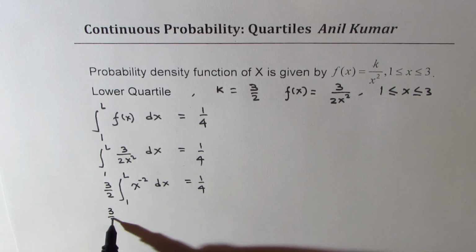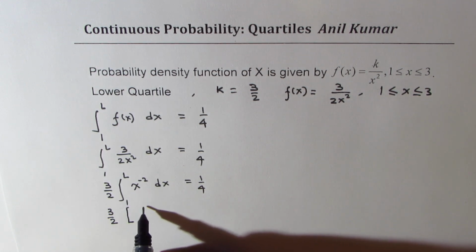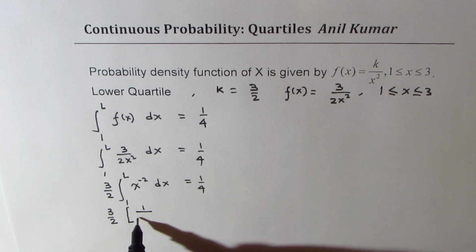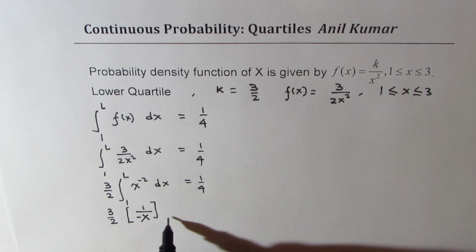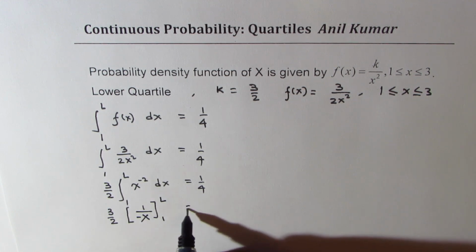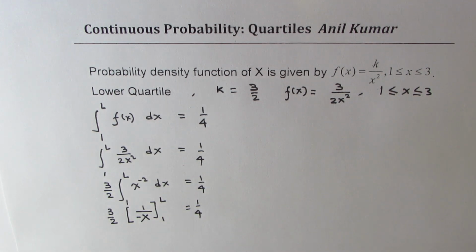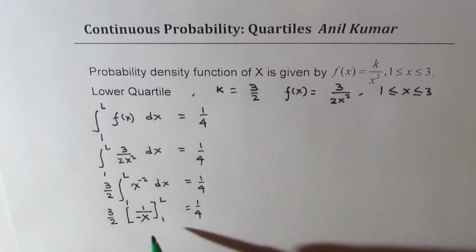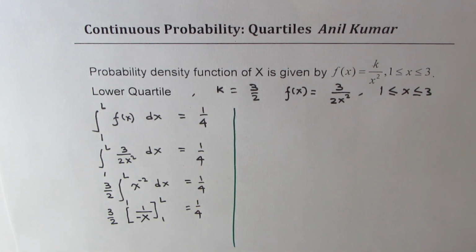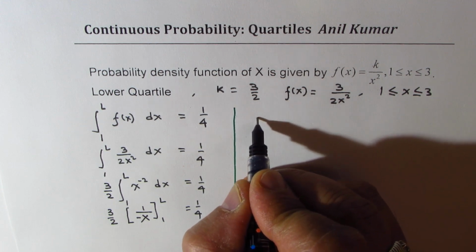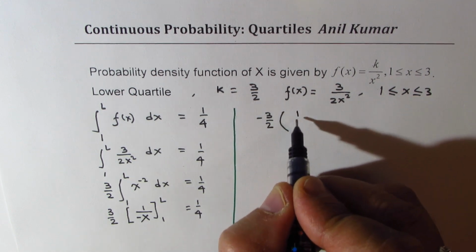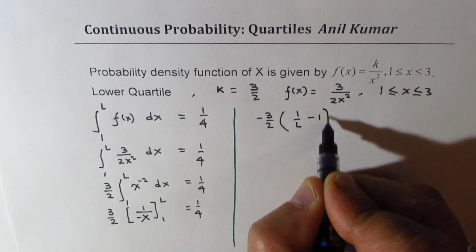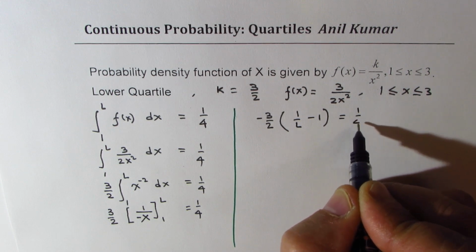And this is 3 over 2, 1 over minus x from 1 to L. That should be equal to 1 over 4, correct? Now we can equate and solve for L. So from here, it's better to write minus 3 over 2 outside as we did in earlier cases. We have 1 over L minus 1 is equal to 1 over 4.